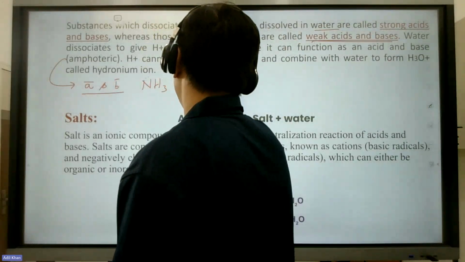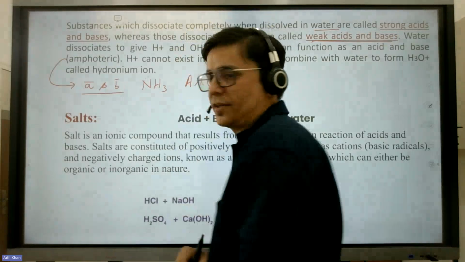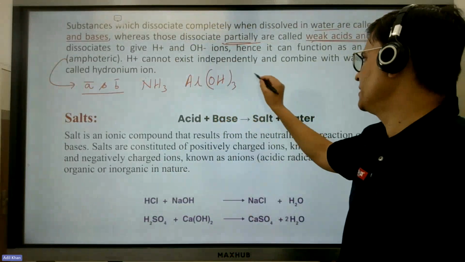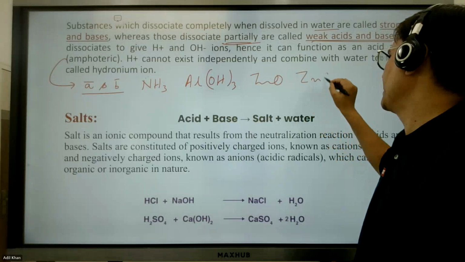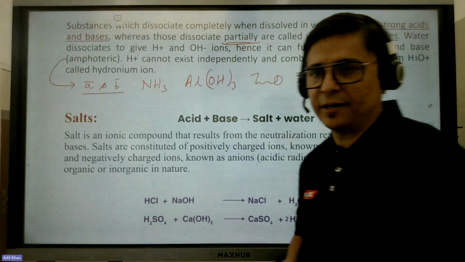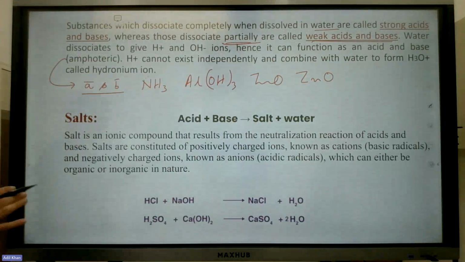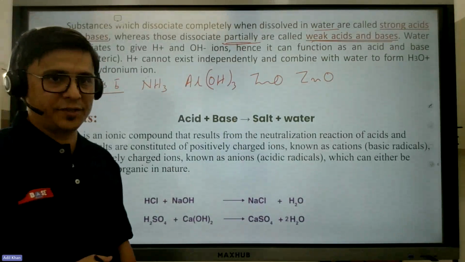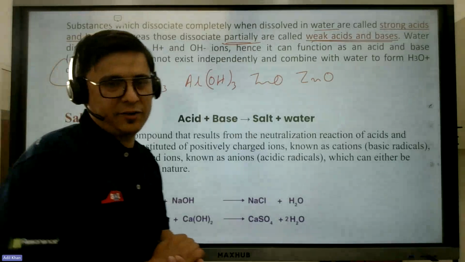Similarly, aluminium hydroxide can also act as acid and base. Similarly, zinc oxide, ZnO, can also act as both acid and base. So they all are amphoteric in nature. Amphoteric in nature means they can act both as acid and bases. Now, that's all about your acid and the bases part.